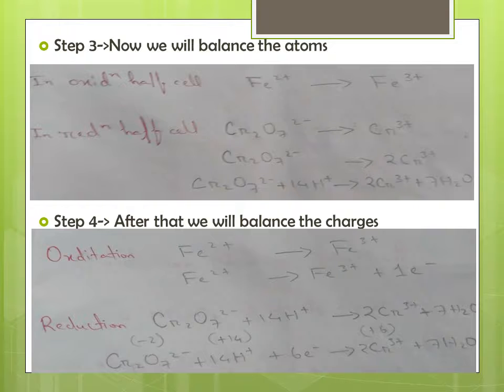In order to make the charge equal, I am going to add 6 electrons on the left hand side of the reaction. You can see on the second line of the reduction half cell, I have written plus 6 electrons on the left hand side. So now we have plus 6 charge on the left and plus 6 charge on the right as well. The charges are balanced. So in step 3 and step 4, we have balanced the atoms and also the charges.